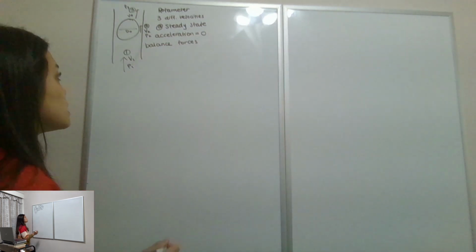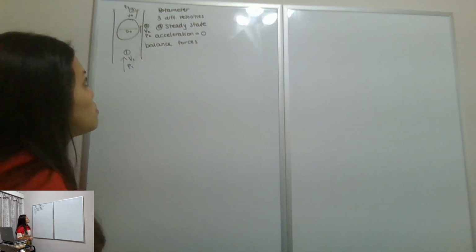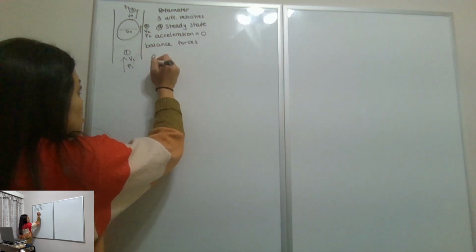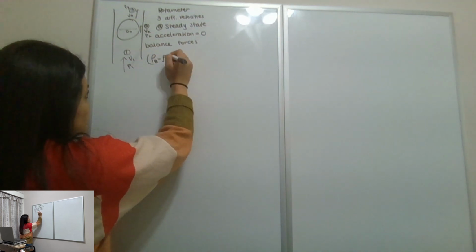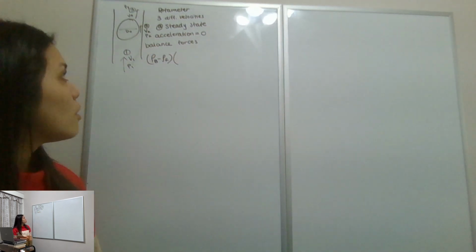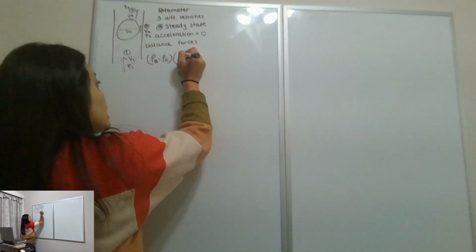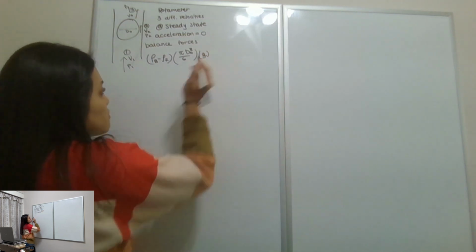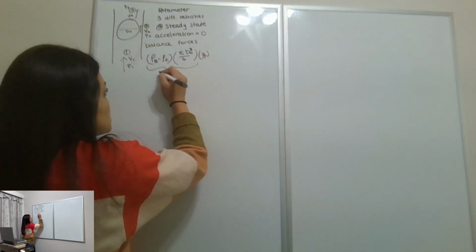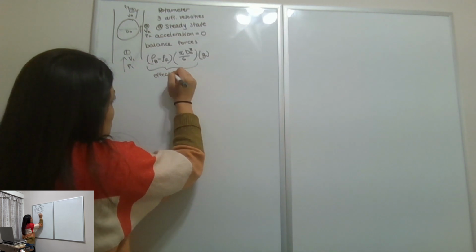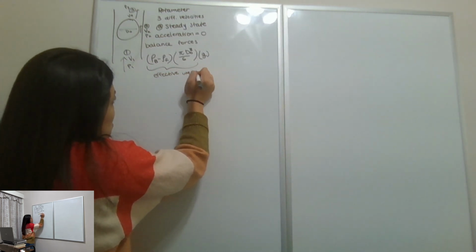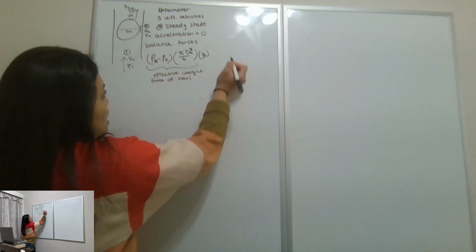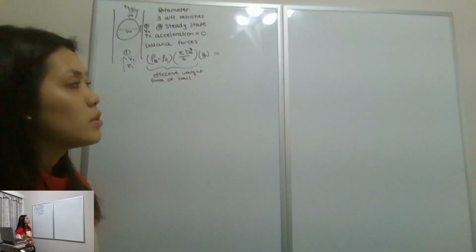The 2 forces that we can balance are the effective weight of the ball and the pressure forces within the tube. Because the density of the ball is heavier than the density of the fluid, we have to account for this. So the density of the ball minus the density of the fluid times the volume of the ball, which is pi times the diameter cubed divided by 6, multiplied by the gravitational acceleration. This is going to give us the effective weight force of the ball, and that's going to balance out with the pressure forces.